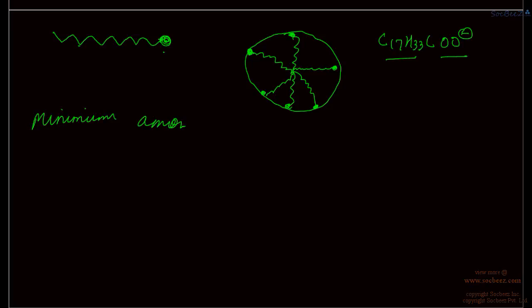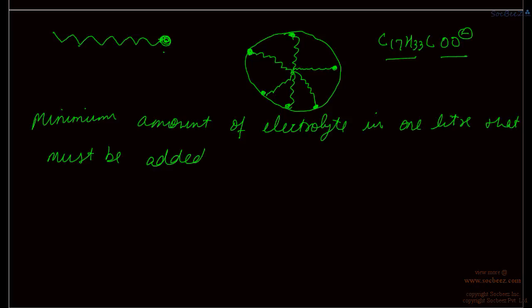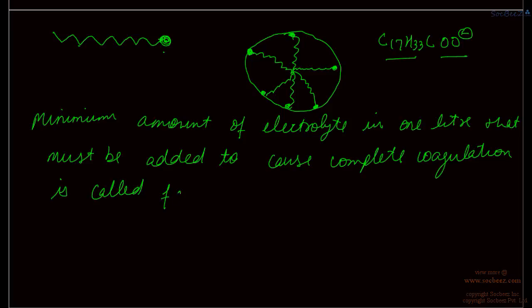So, the minimum amount of electrolyte in 1 liter that must be added to cause complete coagulation is called flocculation value of the electrolyte.